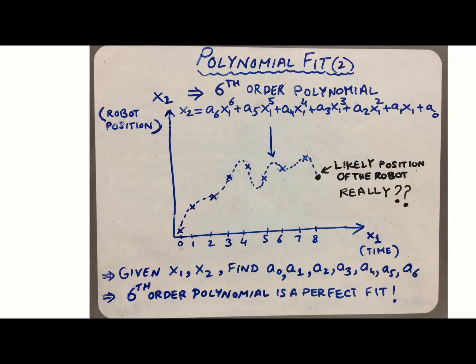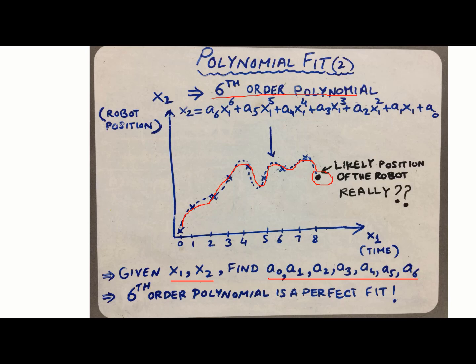Likewise, we can think about fitting a polynomial of even a higher degree. So in this case, we are trying to fit a sixth order polynomial, and we are trying to learn as many as 7 coefficients based upon the given data. And when you fit this polynomial, you find out that it is passing through all the data points, and the expected position of the robot at the next time instant will be somewhere over here.